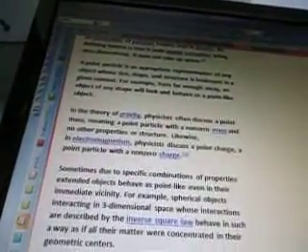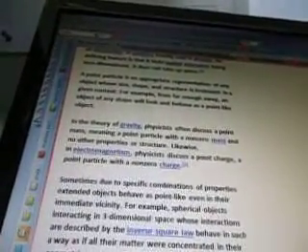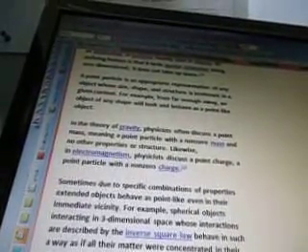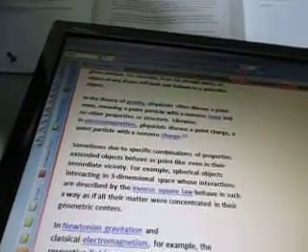In the theory of gravity, physicists often discuss a point mass, meaning a point particle with a non-zero mass and no other properties or structure. Likewise, in electromagnetism, physicists discuss a point charge, a point particle with a non-zero charge. Sometimes, due to specific combinations of properties, extended objects behave as point-like even if they're in their immediate vicinity.